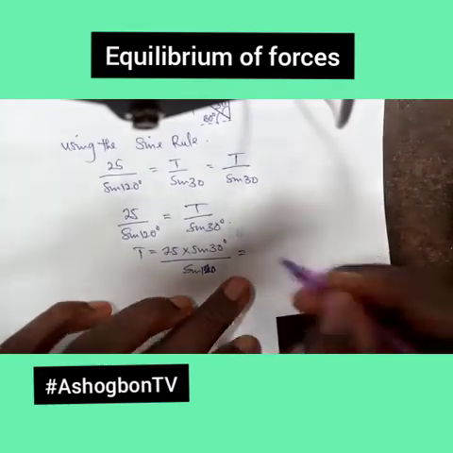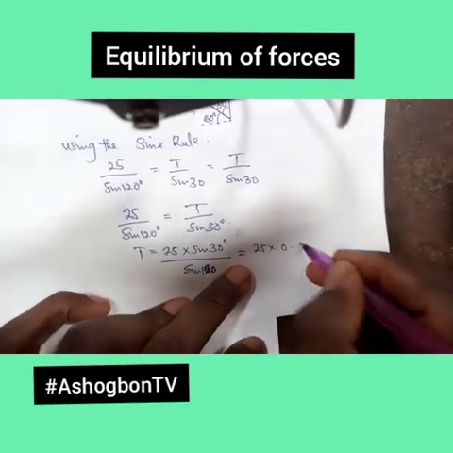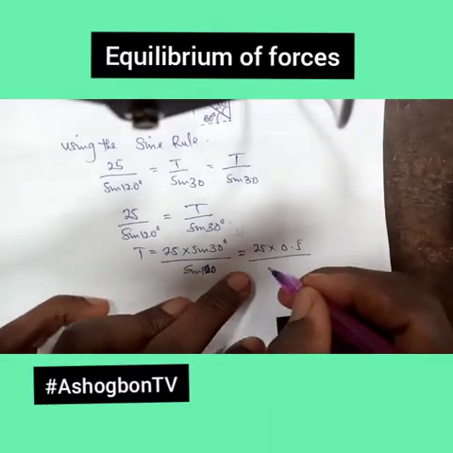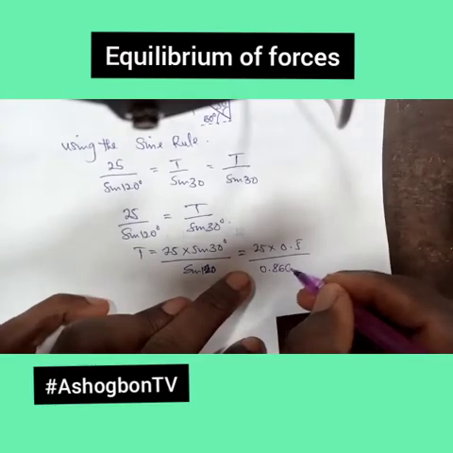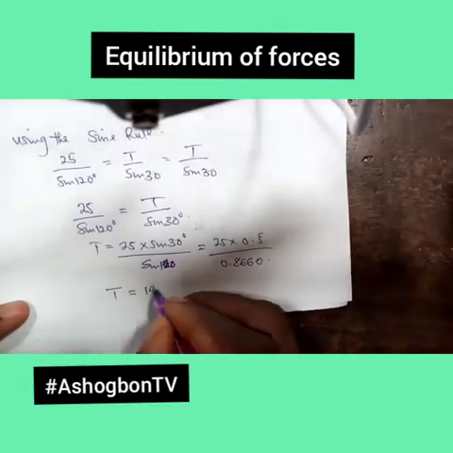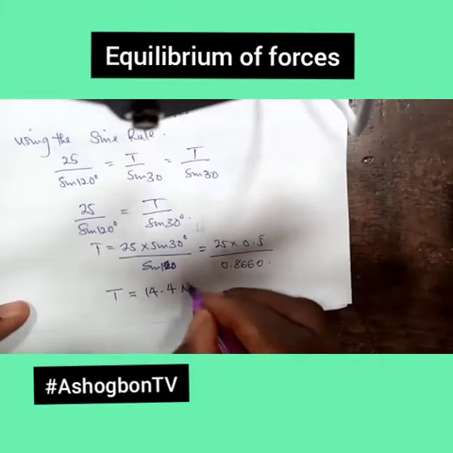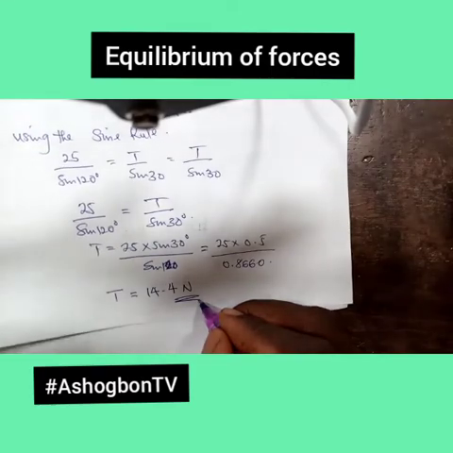So if that is the case, let's see how this works. This is going to be 25 times what? Half, isn't it? 0.5. And this is going to be divided by 0.8660. And you will see the answer will be 14.4 Newton. And that is the value of the tension in the cords.